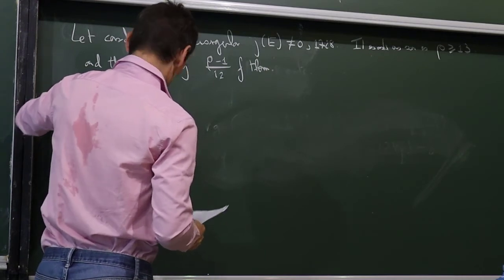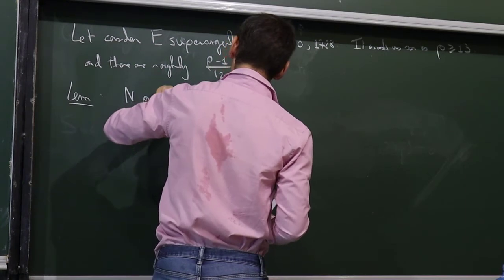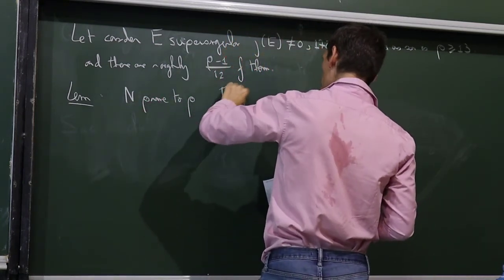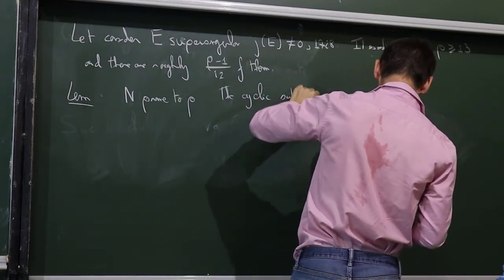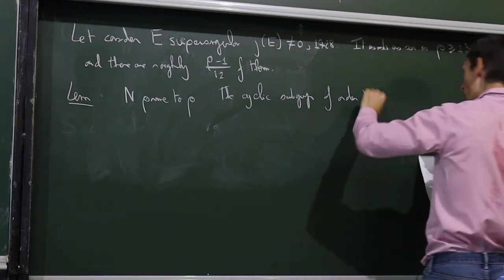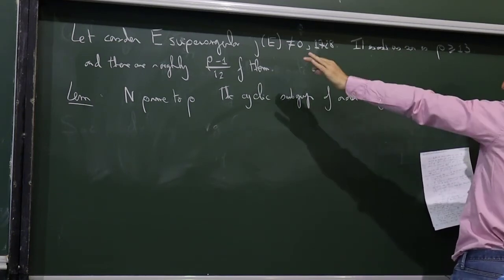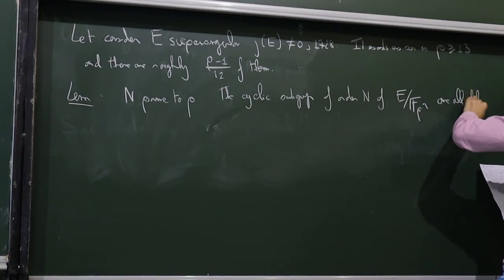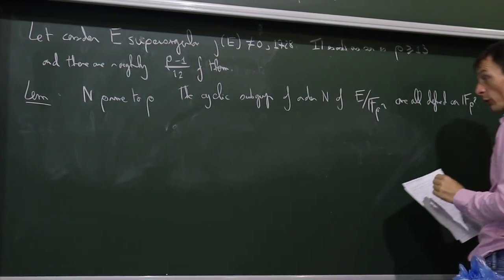Now, another lemma. I take n prime to p, and I say that the cyclic subgroups of order n of my elliptic curve E over F_p squared, E supersingular, are all defined over F_p squared. So this is, of course, a very strong property.